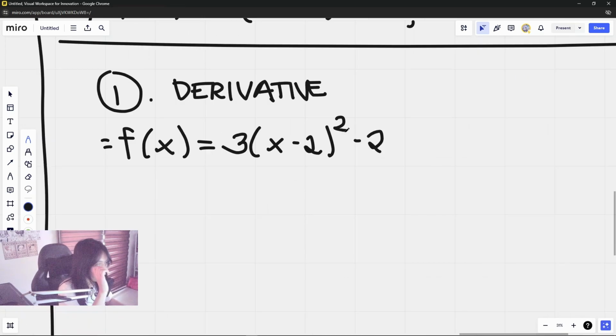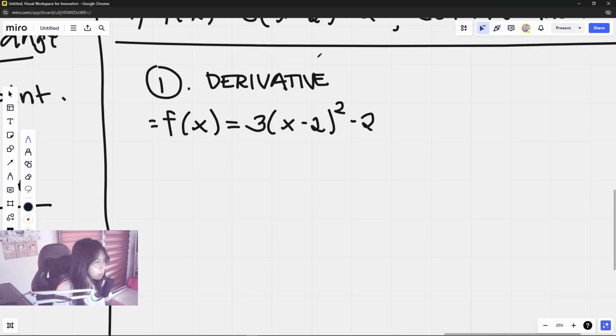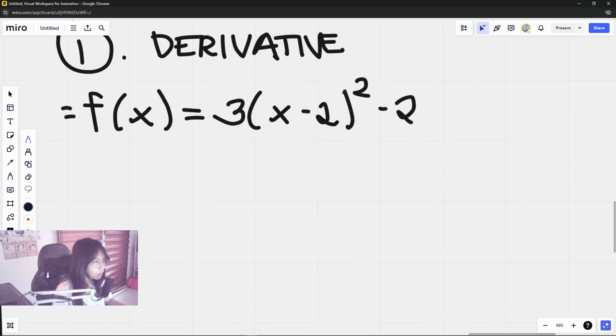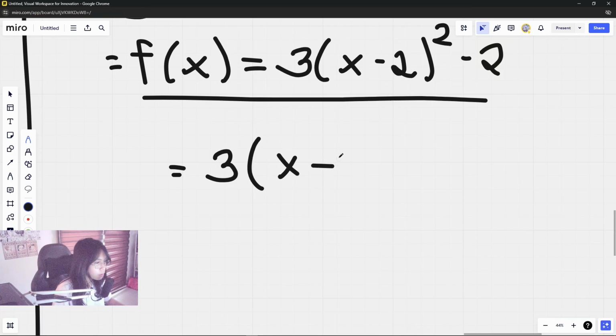Mas maganda if aralin nyo yung rules of differentiation if hindi nyo pa alam. Kasi mas mapapadali yung buhay nyo, imbes na gamitin nyo yung definition of derivatives. Pero it still works. Kung saan ka mas komportable, edi go. Pero here, mas madali nating kukunin yung derivative ng function na to by using the power rule. Okay, so 3 times x minus 2 squared minus 2.